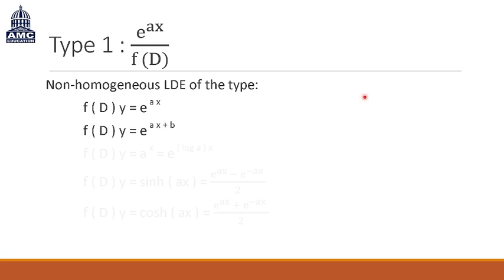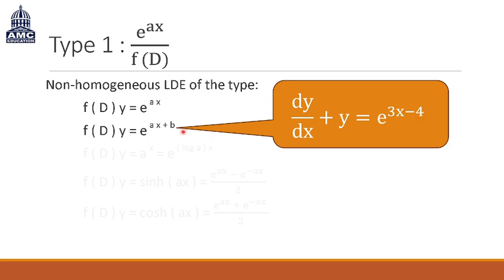Okay. We can also solve the equation of the type f(D) of y is equal to e to the power ax plus b. You can notice that in the exponent there is a constant as well. And an example of this would be dy by dx plus y is equal to e to the power 3x minus 4, right? So 3x minus 4 is the exponent of e in this particular case.